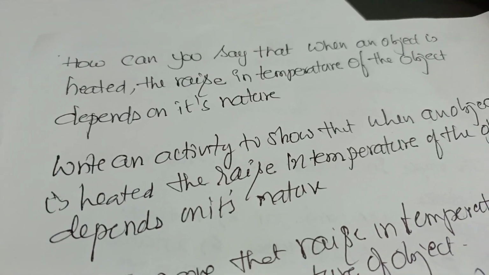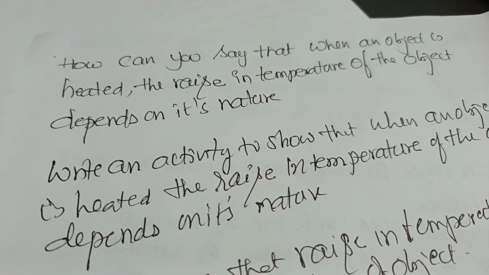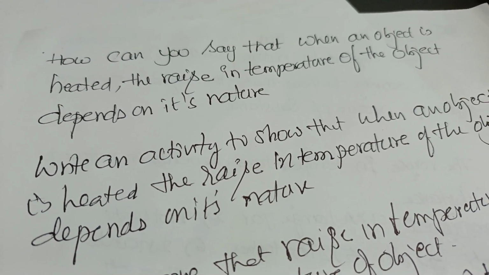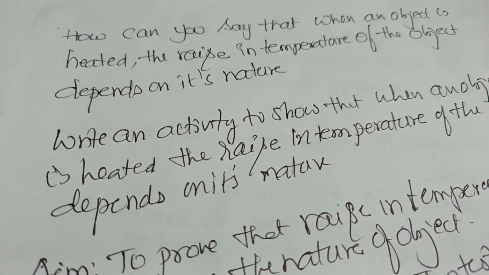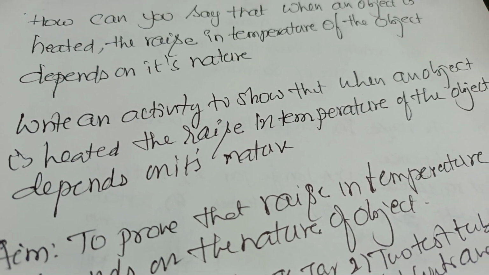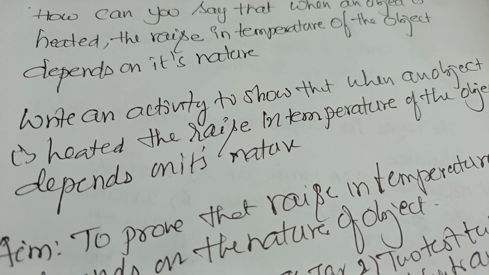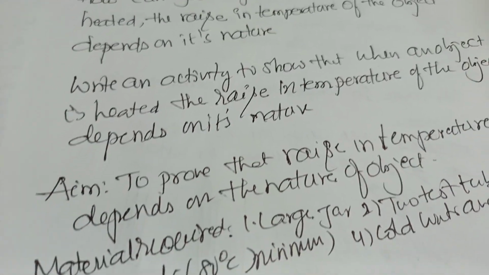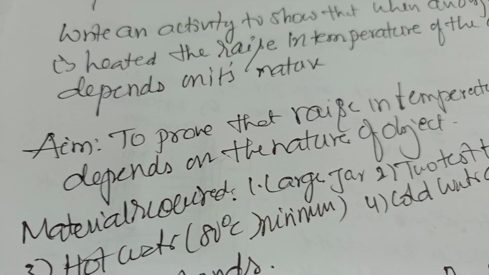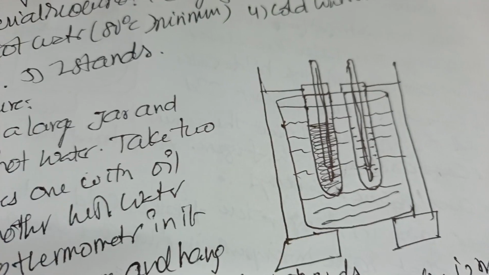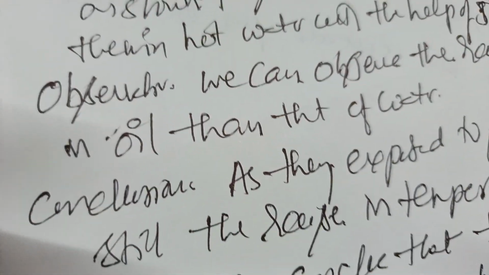Hi children. Today's question is, how can you say that when an object is heated, the rise in the temperature of the object depends upon its nature? Or the question may be posed in another way. Write an activity to show that when an object is heated, the rise in the temperature of the object depends upon its nature. So, as it is an activity, we have the same steps: aim, material required, diagram, and procedure. And then we can go for observations, then conclusion.